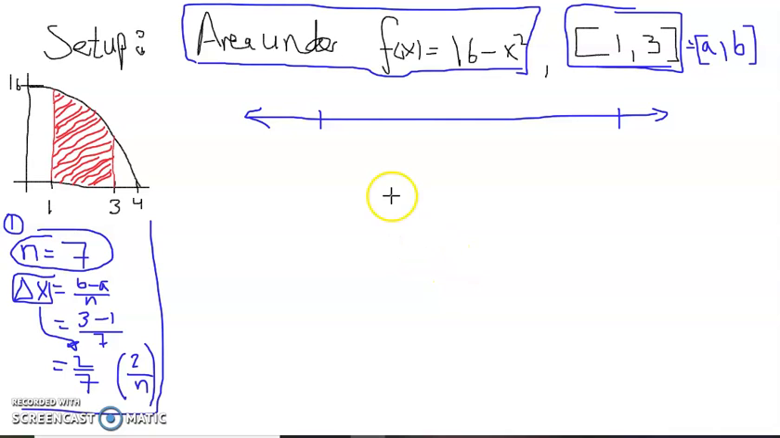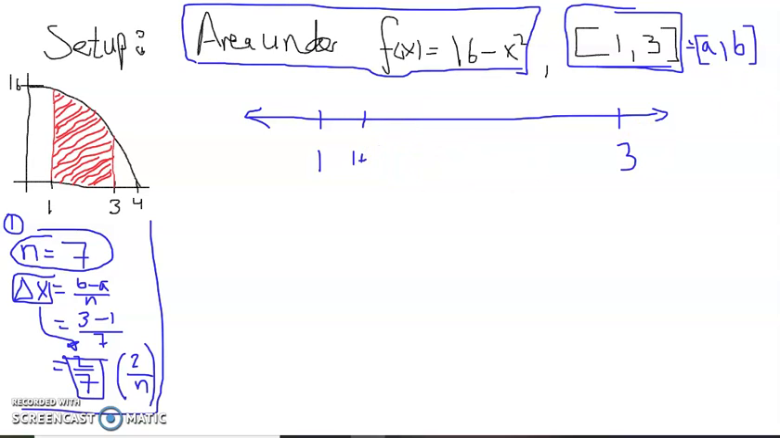Okay. So how do we set up which points we are actually using? Because that is kind of what we're using summation notation to do. Well, we start with 1 and we go to 3. And the distance from 1 to the next is 2 sevenths. So this one right here is 1 plus 1 seventh. This is 2 sevenths.